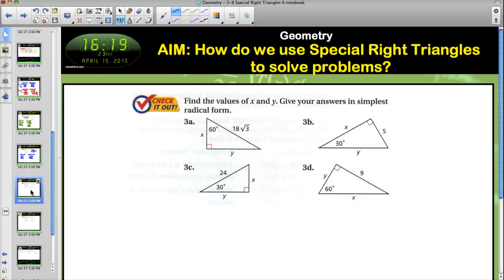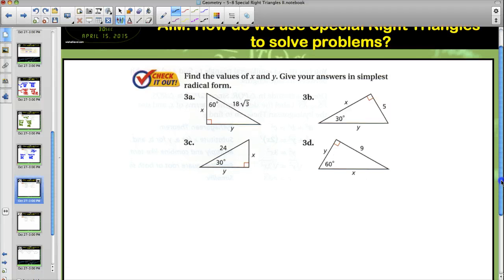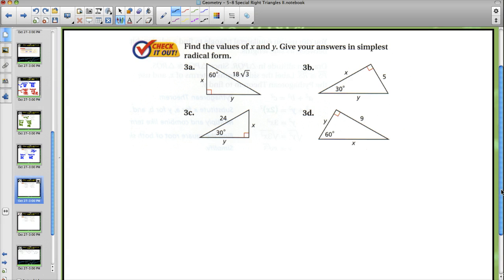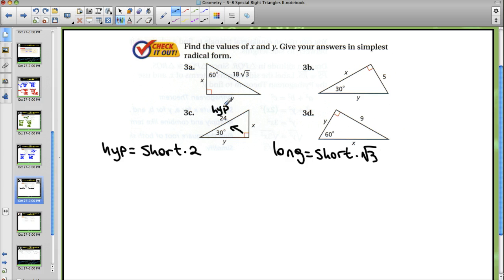Okay, let's move on to 3C. Same deal, we start off with our formulas. Hypotenuse is equal to short times 2. Long leg is equal to short times radical 3. We start marking it up. This is my hypotenuse. This is my short. And the remaining leg is the long.